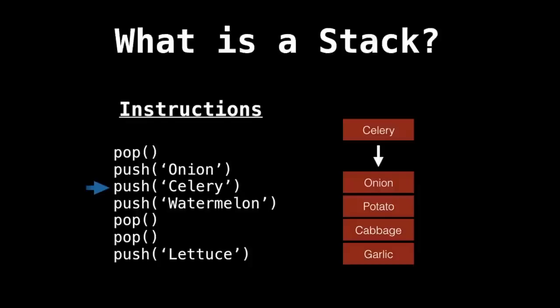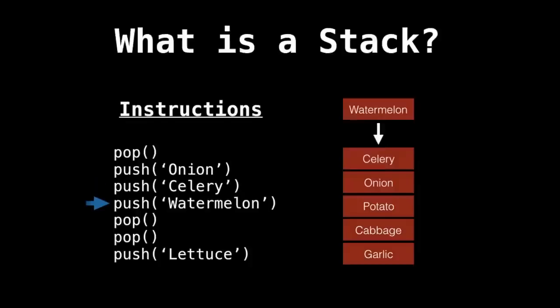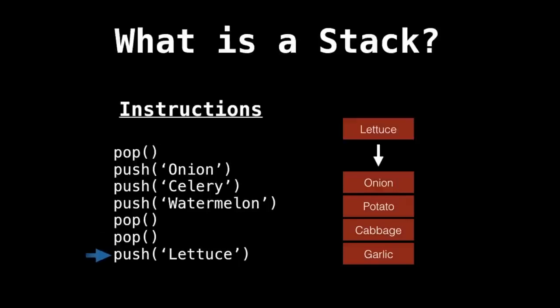Next instruction says to push celery onto the stack. Next is watermelon, which we put on top of the stack. Next operation says to pop, so we remove the element at the top of the stack. This is the watermelon we just added. The next operation, also a pop, so we remove from the top of the stack. This is celery. And the last operation, push lettuce onto the stack. So we add lettuce on the very top of the stack. So as you can see, everything operates on the top of the stack. We don't have access to anything else but the top of the stack. This is critical in our understanding of how a stack works.